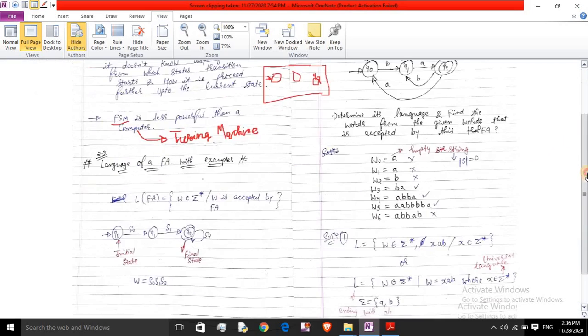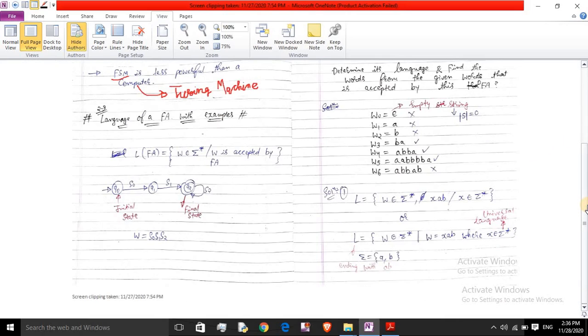It is the language of a finite automata with examples. Now look at what the languages of a finite automata are. We will see the examples one by one. Here W is a word or a string belonging to sigma star. This is called the Kleene closure or the universal language. So W is accepted by the finite automata.